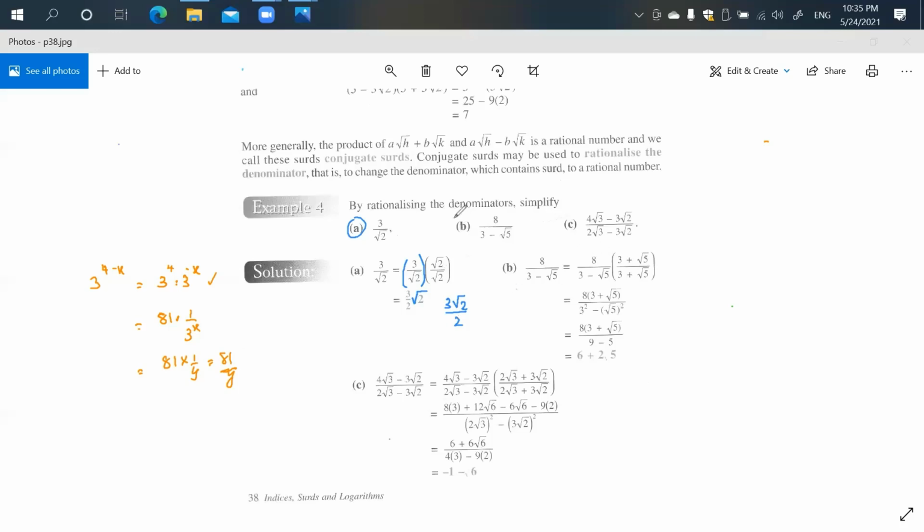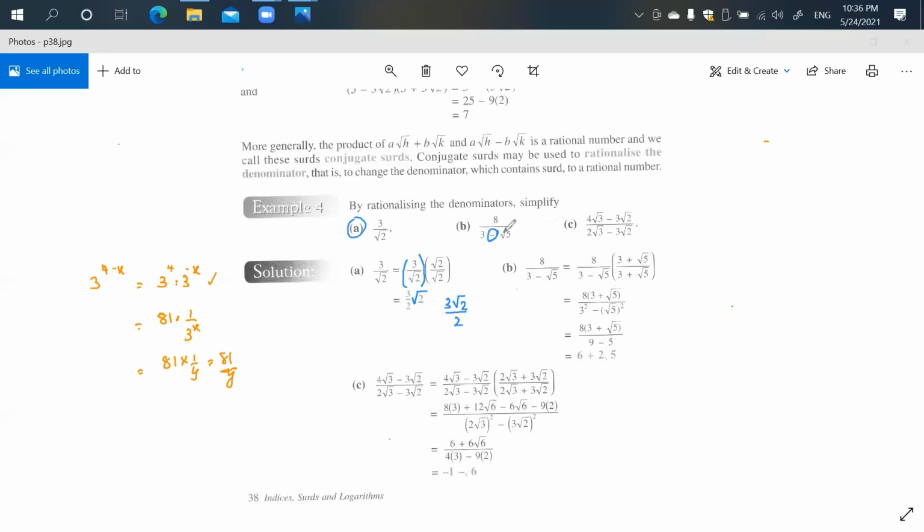Okay, so now see question B. Question B also easy, right? How to do conjugate again. See, this is a negative, right? Question B, this is a negative. When you conjugate it, you have to be positive, right?